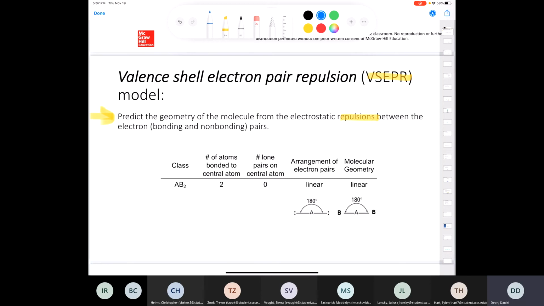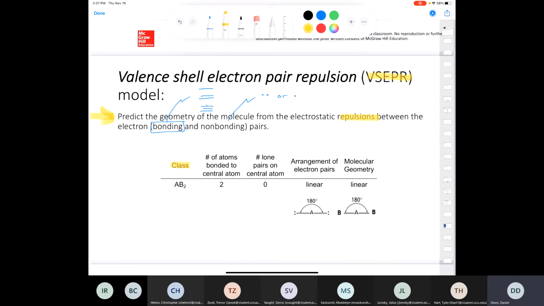So when we're talking about bonding electrons, those could be in a single bond, a double bond, or a triple bond. Each one of those counts as one group of bonds. And for non-bonding pairs, you could either have a lone pair or just a single unpaired electron. We call it a radical, and we don't look at a lot of radicals in this class. But here we go, let's get the ball rolling.